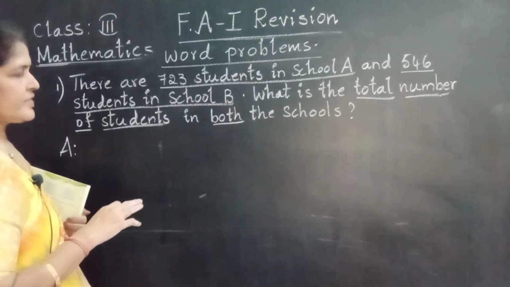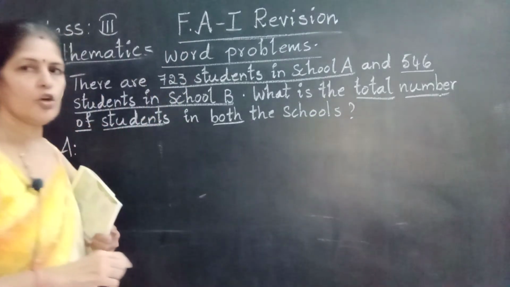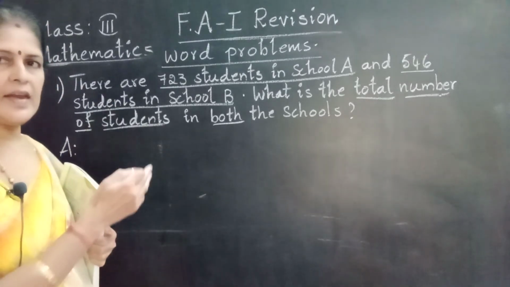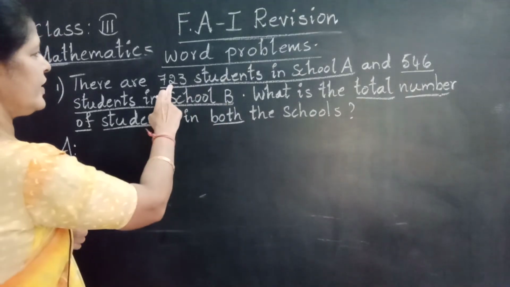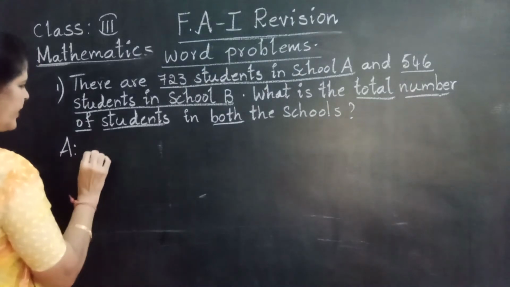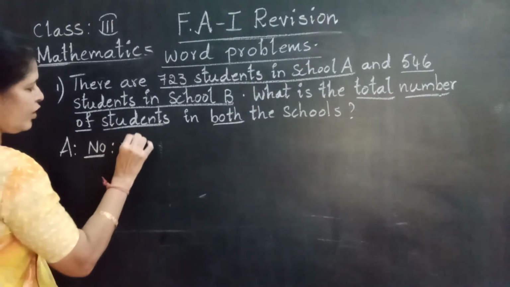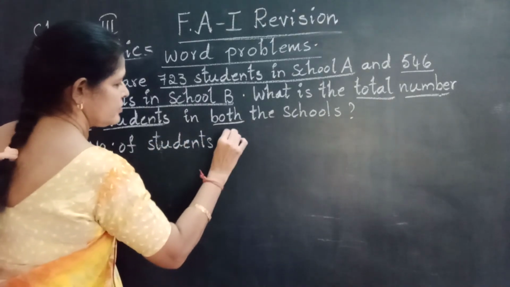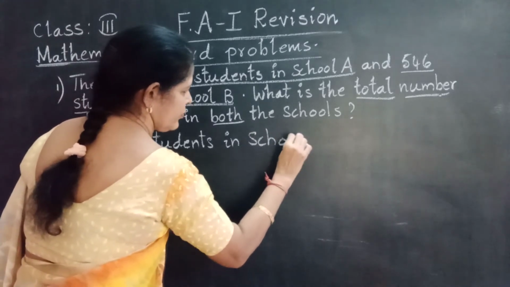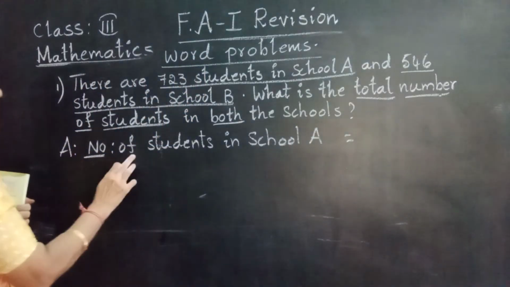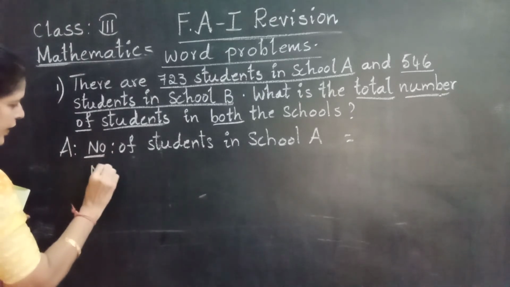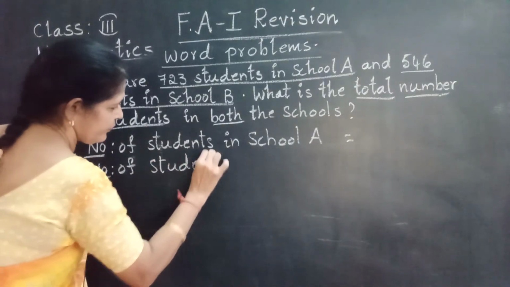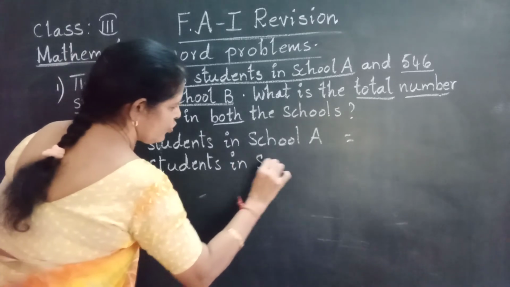These are the important words. Here the addition word is total. Total means the result of addition. That means we find the answer by addition. What is the first number? 723. That means write the words like this: number of students in school A, number of students in school B.